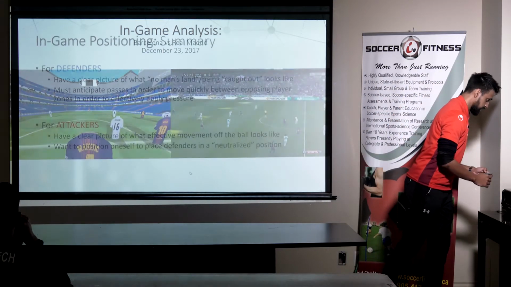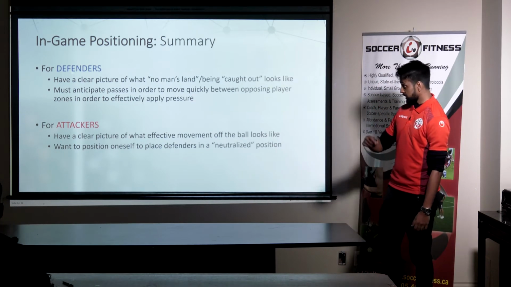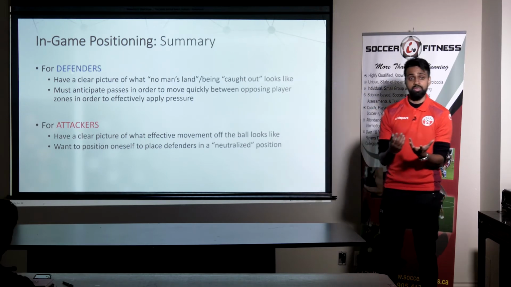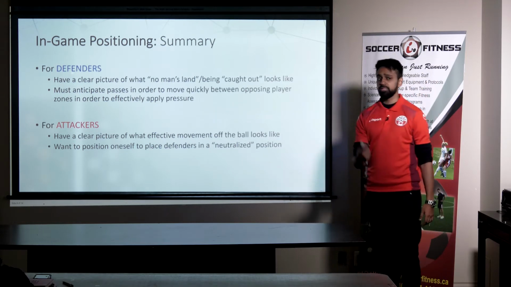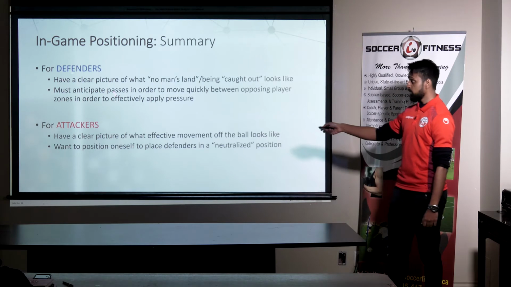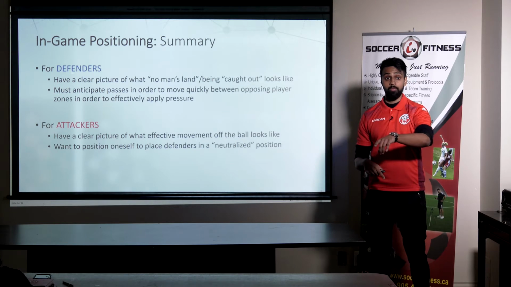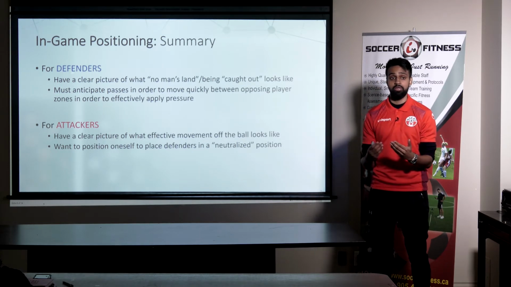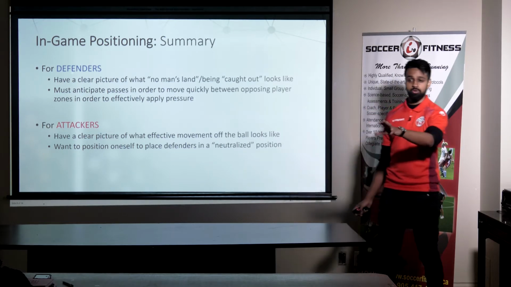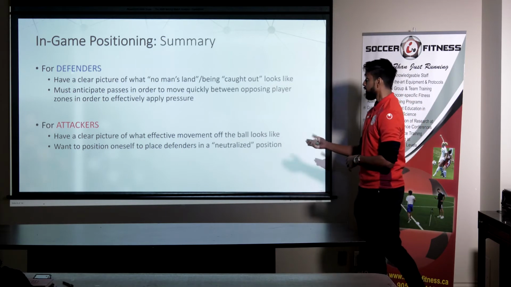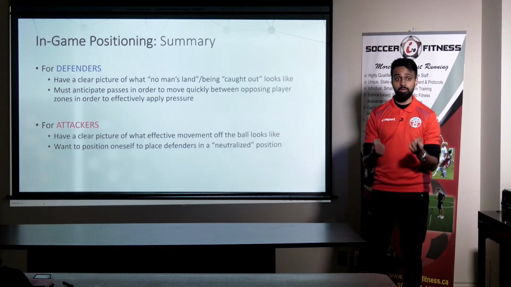Okay, so just to summarize what's going on here. In-game positioning: defenders have a clear picture of what it means to get caught out. Now we know it's being on that boundary line, but really what it means to the defender is you have to anticipate the passes to move into a player's zone, because if you wait for the pass to happen, then it's too late. You can't say, okay, I'm going to stay here to mark both of these guys. There are exceptions if you're on a breakaway, but in general, you want to move from zone to zone, and that's the only way to effectively apply pressure.